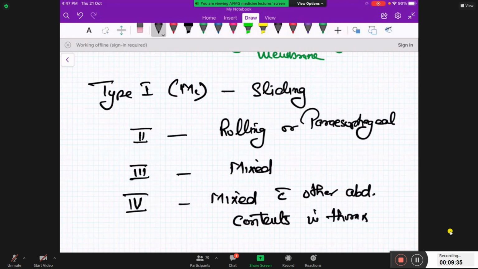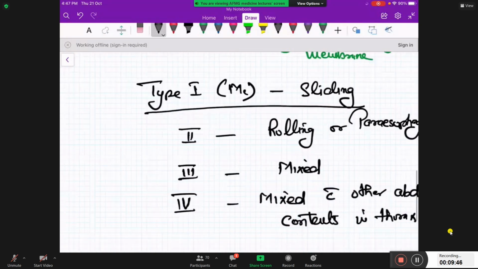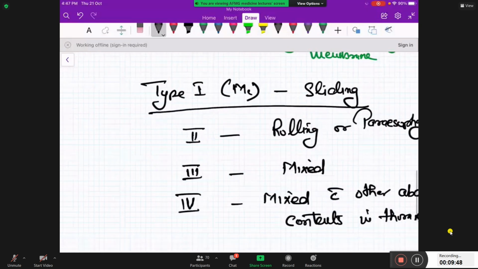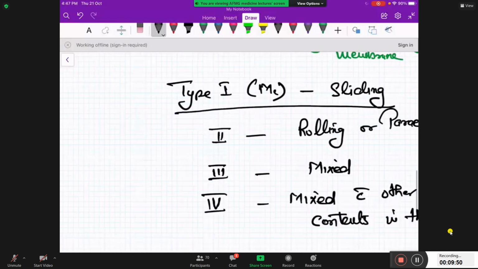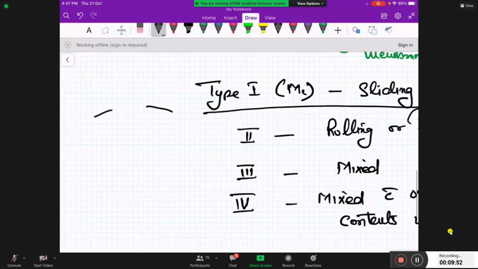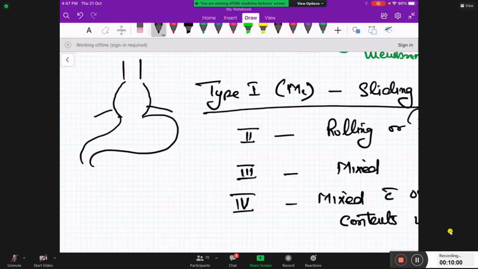Now, the most common type is a sliding type of hiatus hernia. Now, what is this sliding type of hiatus hernia? Let's understand. In this sliding type of hiatus hernia, if this is the hiatus opening, the lower end of the esophagus is in the thorax.